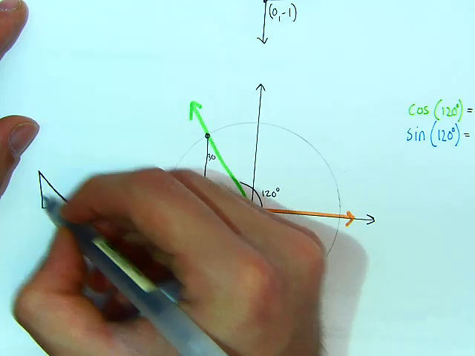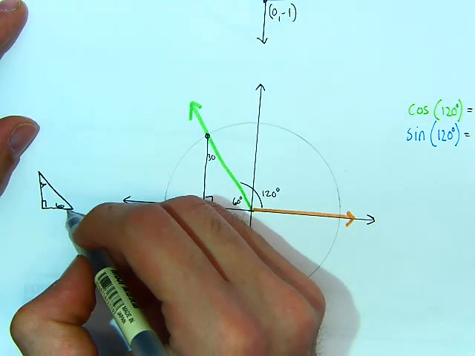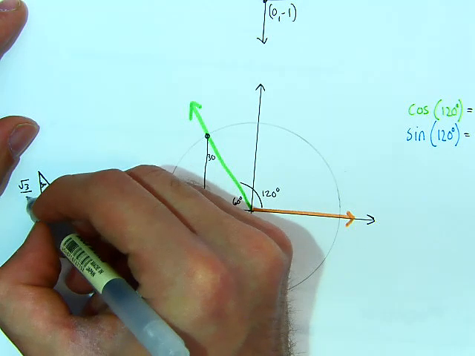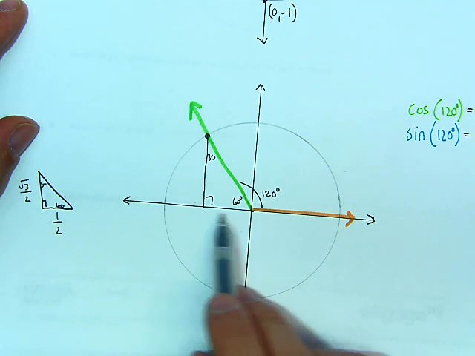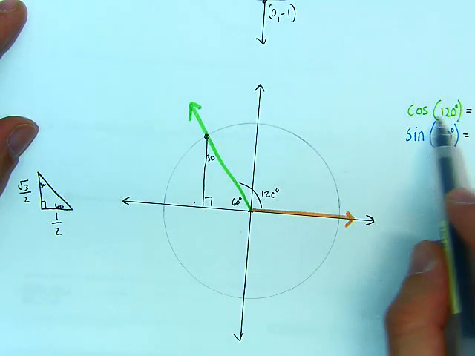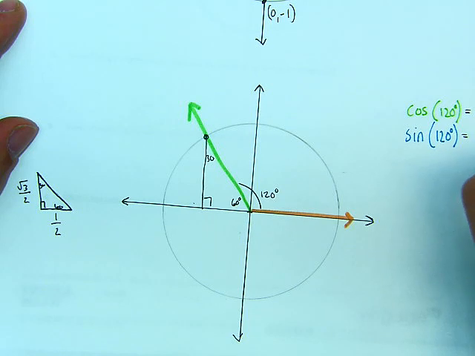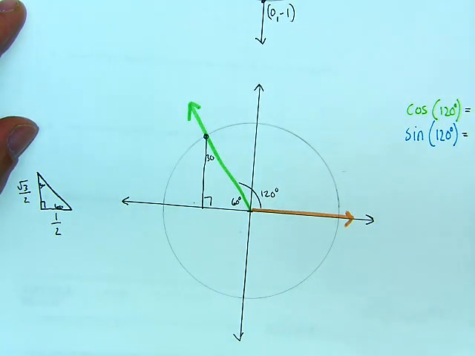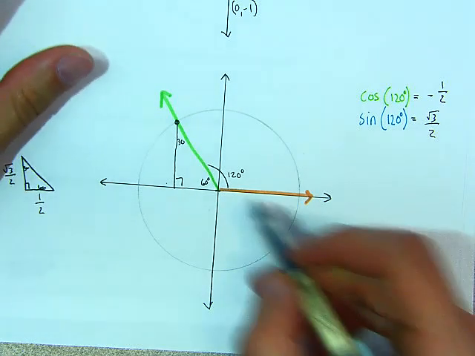So then we use the 60, 30, 90 triangle. What's the distance from here to here? This is square root of 3 over 2, and this is a half. But remember, we're on this side, so cosine of 120 will be negative a half, and the sine will be positive square root of 3 over 2.